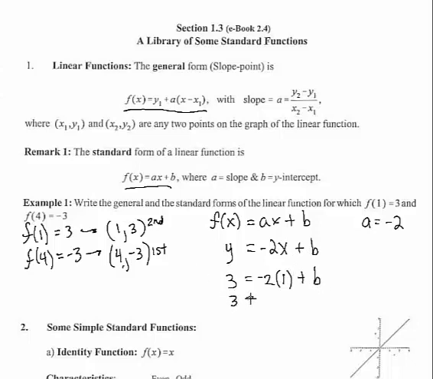So we have a 3 on the left, minus 2, and to solve for b, if I simply add 2 to both sides, I see that b equals 5 again, as I found before, by simply rearranging the general form of the same line passing through the same 2 points.